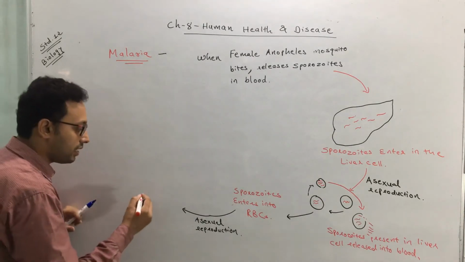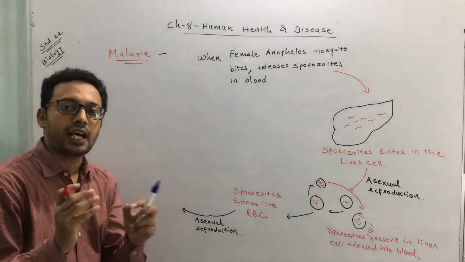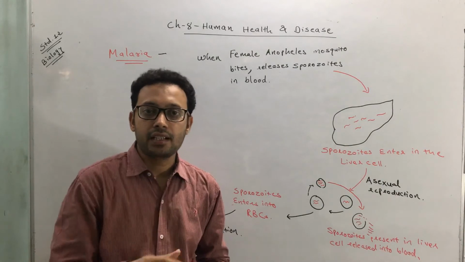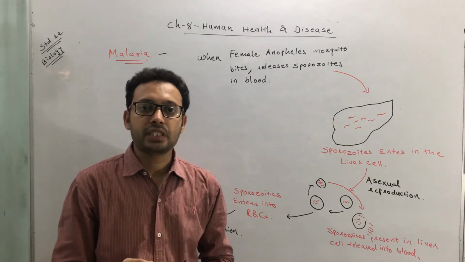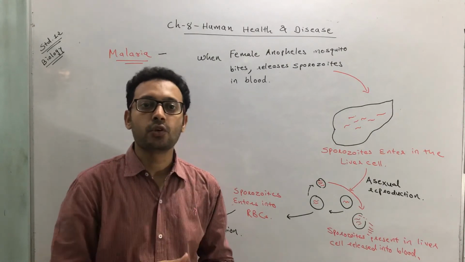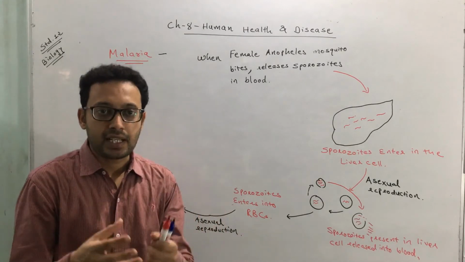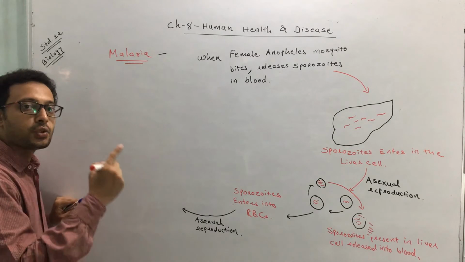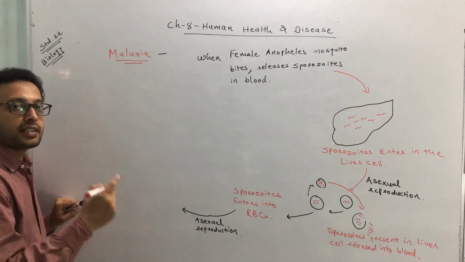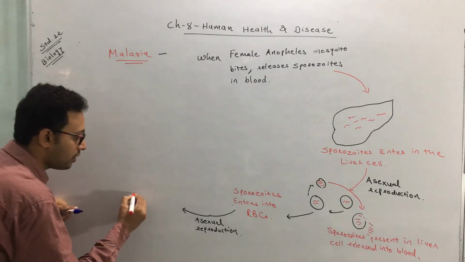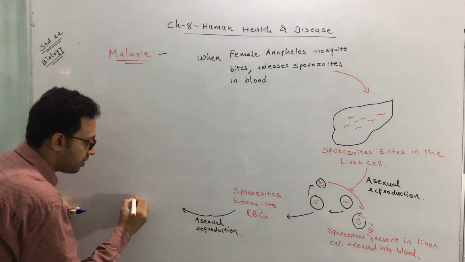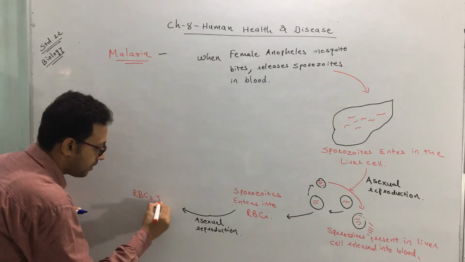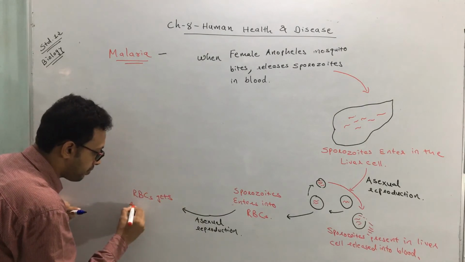But while rupturing, it converts. Now you know what the RBC contains. The RBC is a red blood cell, that is a red color. The red color of the RBC is due to the presence of hemoglobin. So what happens? The parasite reacts with it and it converts hemoglobin into a toxic material that is called hemozoin. So asexual reproduction, and the RBCs get ruptured.